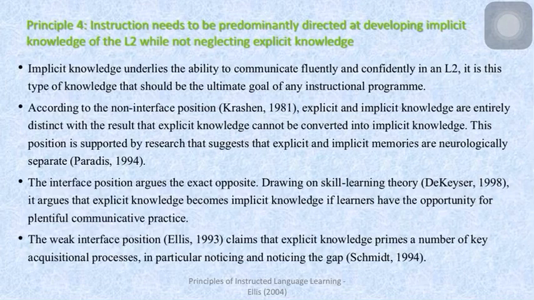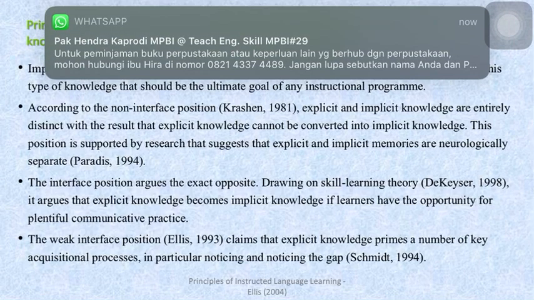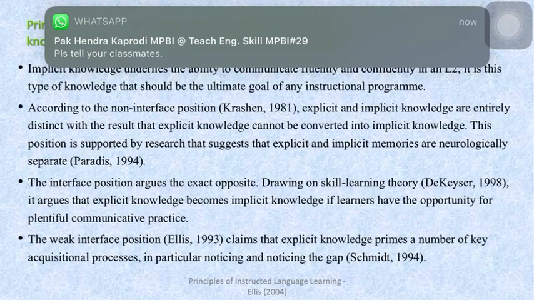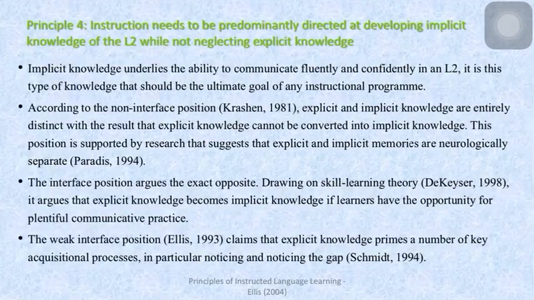From Paradis, Krashen and Paradis, they don't believe that explicit and implicit learning will be related. The interface position argues the exact opposite. Drawing on skill learning theory from DeKeyser, it argues that explicit knowledge becomes implicit knowledge if learners have the opportunity for plentiful communicative practice.